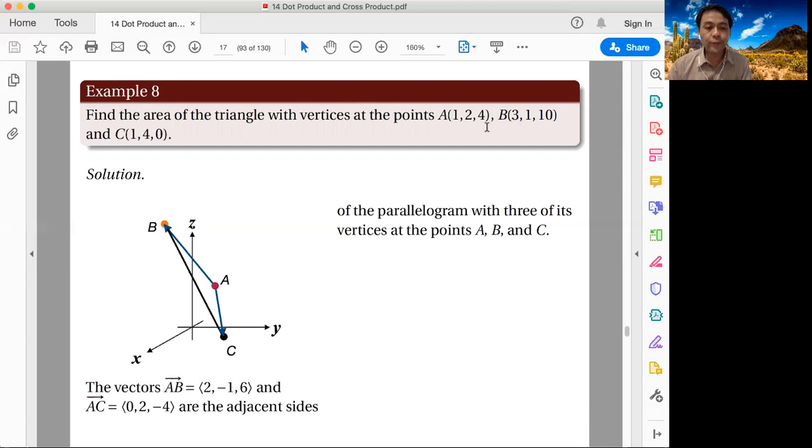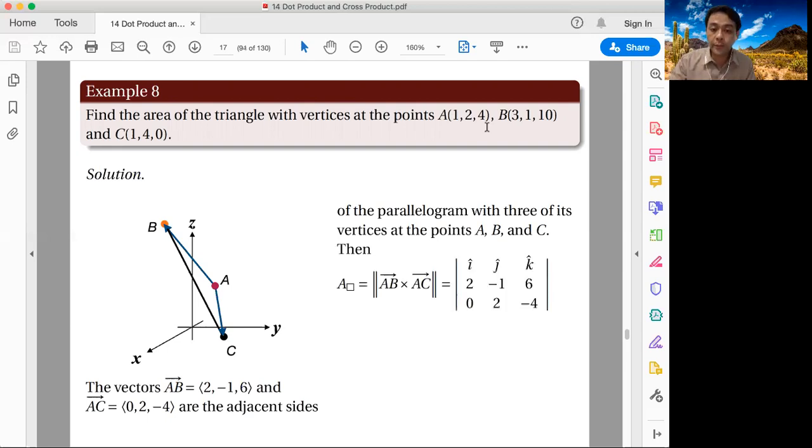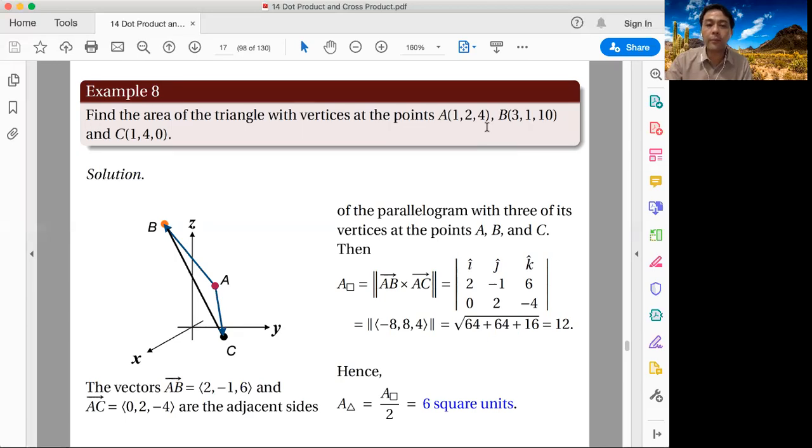Similarly with the vector AC. To get the area of the parallelogram determined by the vectors AB and AC, we just get its cross product. The cross product is the vector negative 8, 8, 4. And then we get the magnitude of that cross product, and that is equal to 12. So what's the area now of our triangle? It is half the area of the parallelogram, and it is 6 square units. So the area of the triangle with these vertices is 6 square units.